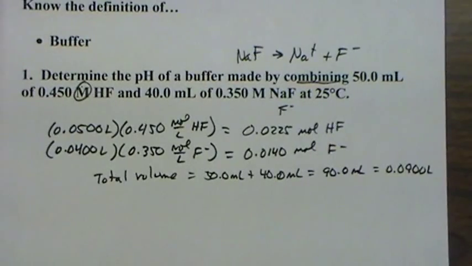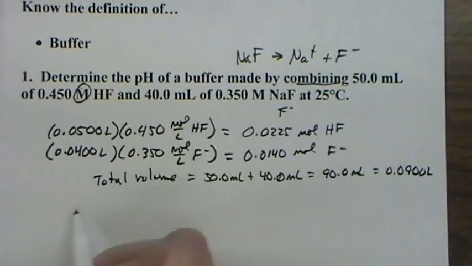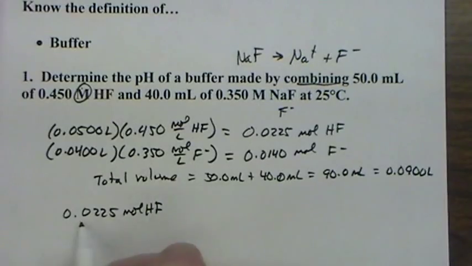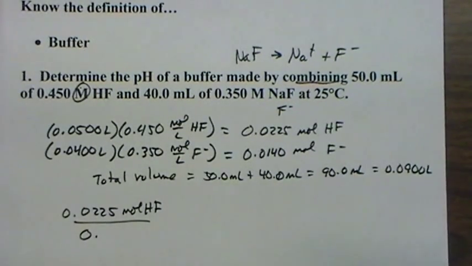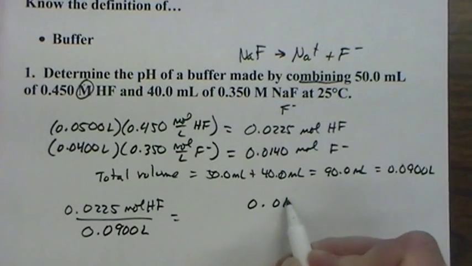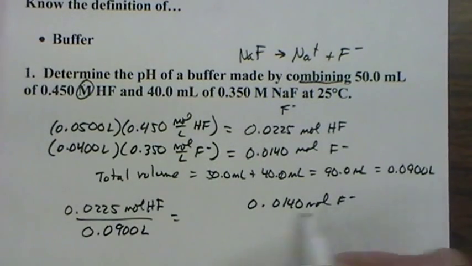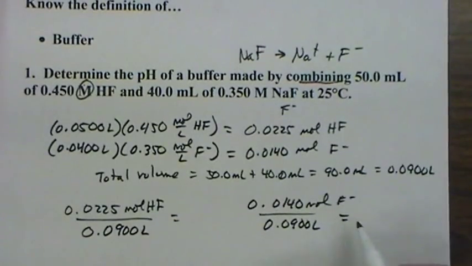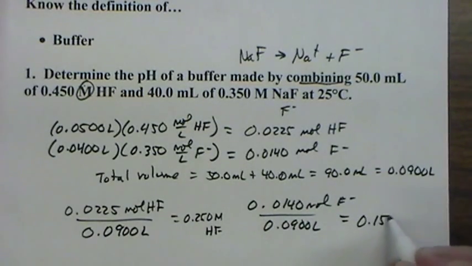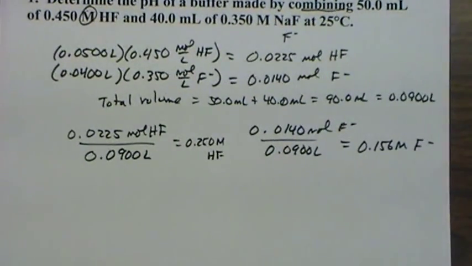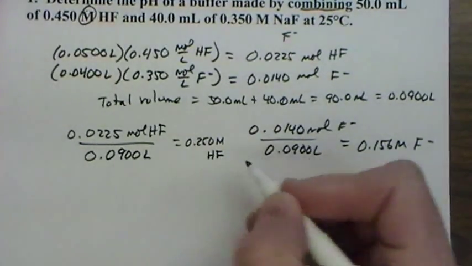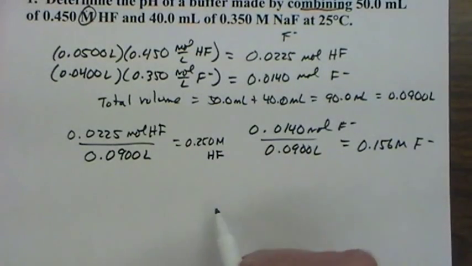So by diluting or mixing both solutions together, we've diluted both concentrations. So we take our moles that are now both part of the same solution and we divide by the volume of this new solution. And this is 0.25 molar HF, and this is 0.156 molar F-. Okay, so we change to moles, we find the new volume, we divide by the new volume. Now here are our new concentrations that have been diluted by mixing them. Both species are now present in the same solution.